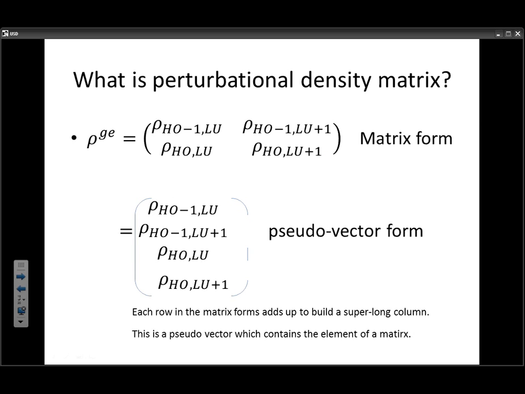What is the perturbation density matrix? The perturbation density matrix can be expressed as correlations to the ground state density, which can be obtained by time-independent DFT.